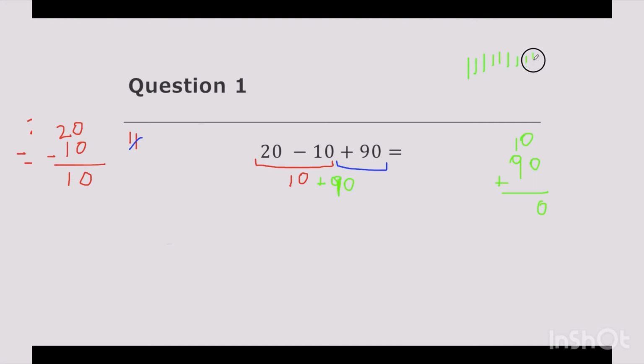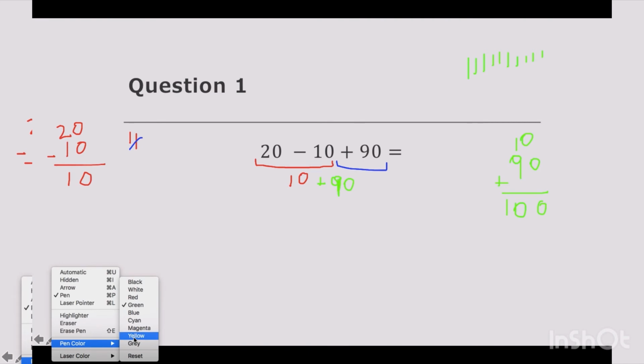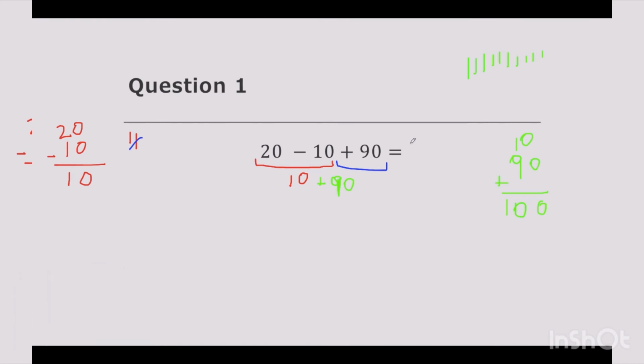Okay, let me see how much we did. 5. Okay, so let's count. 1, 2, 3, 4, 5, 6, 7, 8, 9, 10. Okay, so 1 plus 9 is going to be 10. So 10 plus 90 equals 100. It's going to be really hard if you try to draw down 106. It's going to be literally impossible.